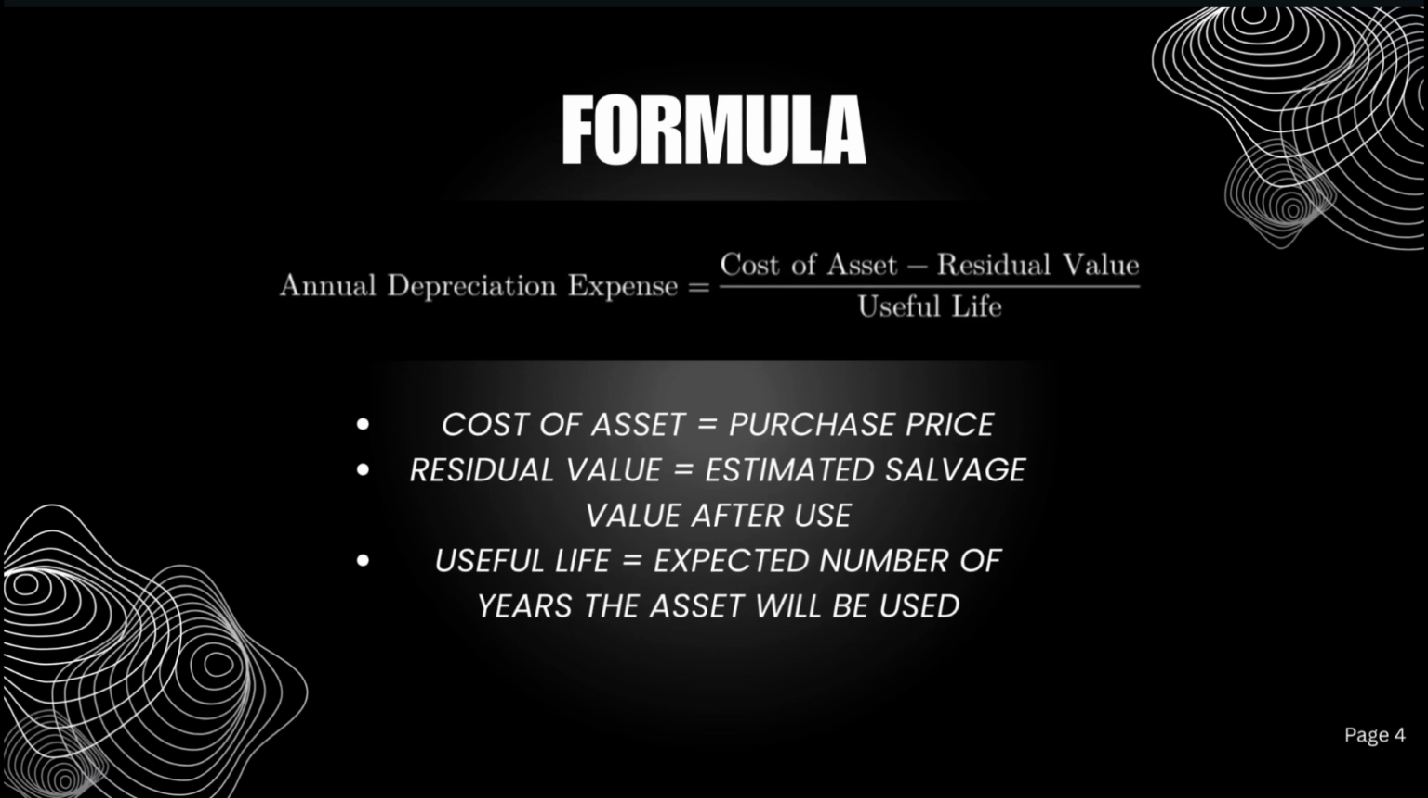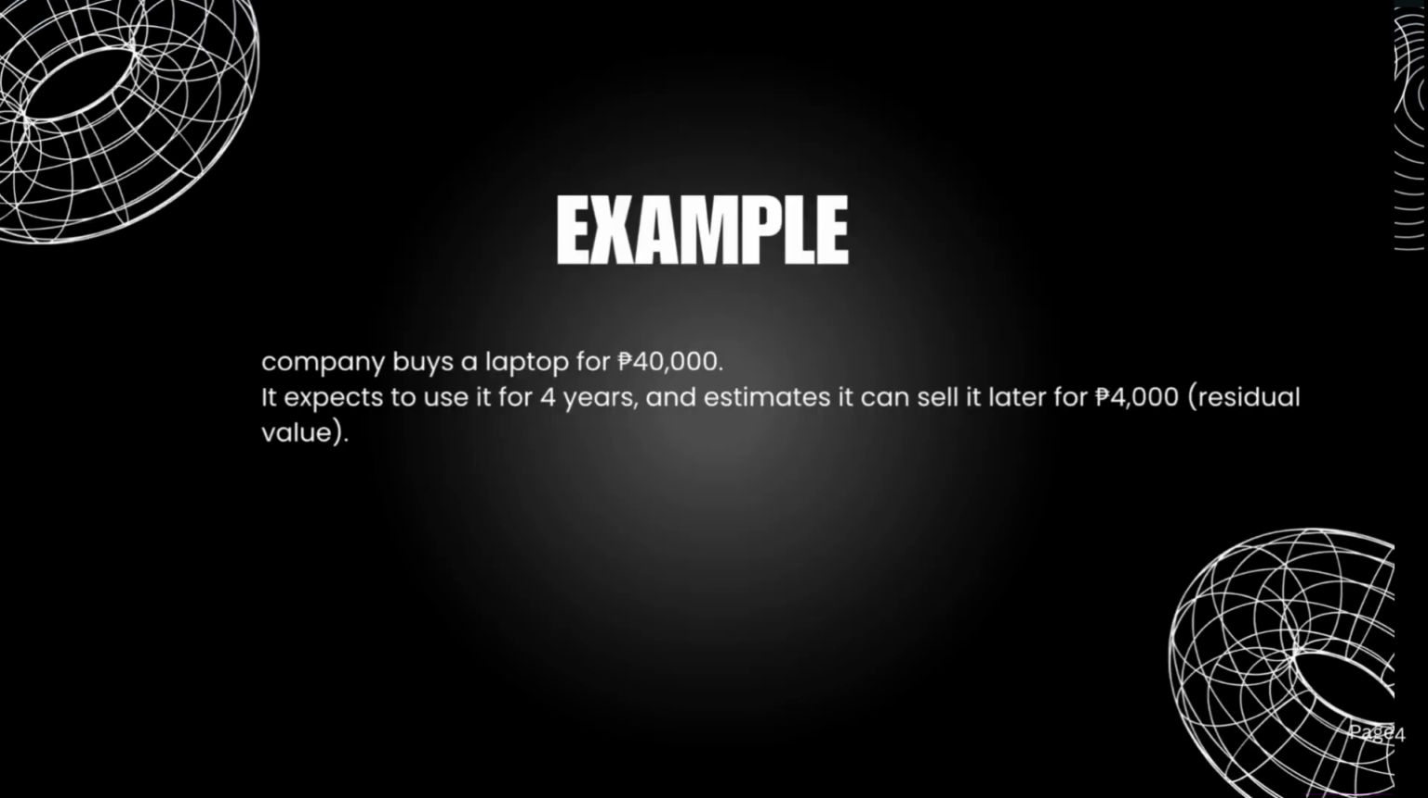So here, the formula for straight line depreciation is: depreciation expense per year equals the cost of the asset minus the residual value, divided by the useful life. Here, the cost is what the asset was purchased for. The residual value is how much it is expected to be worth at the end of its life, and the useful life is the number of years it will be used. This formula makes it easy to calculate the same depreciation expense each year.